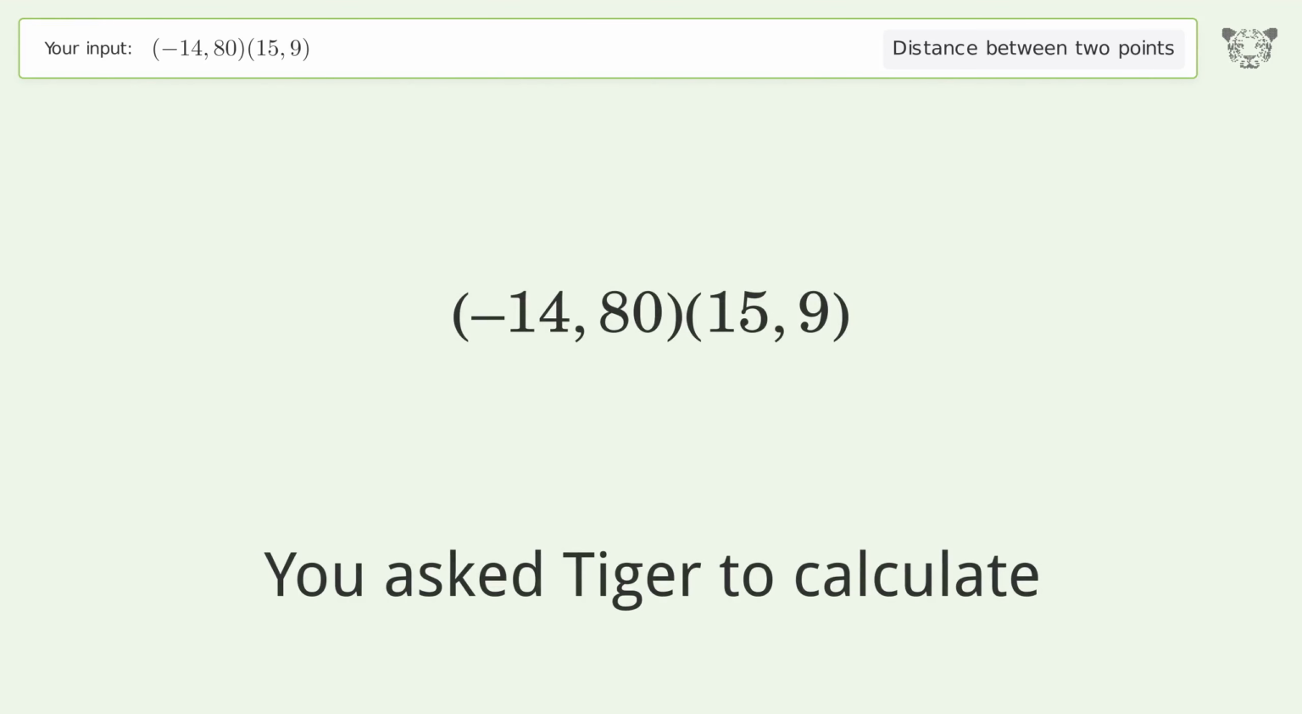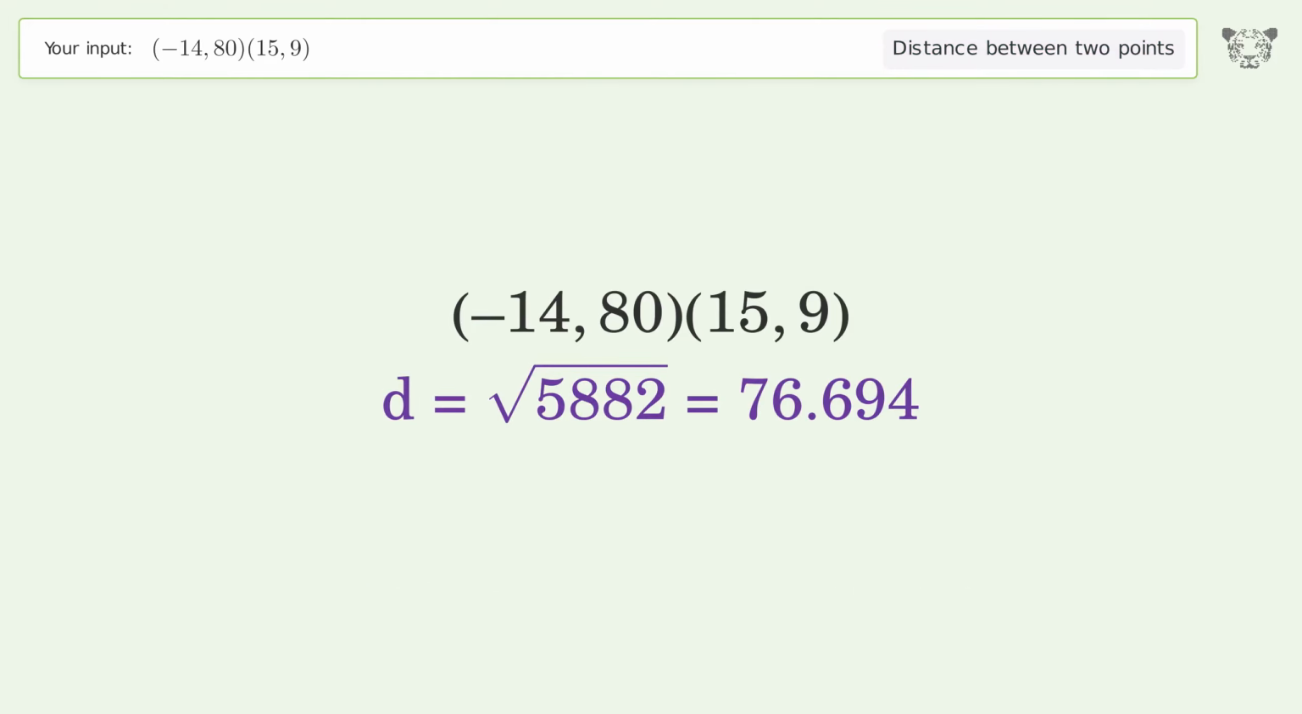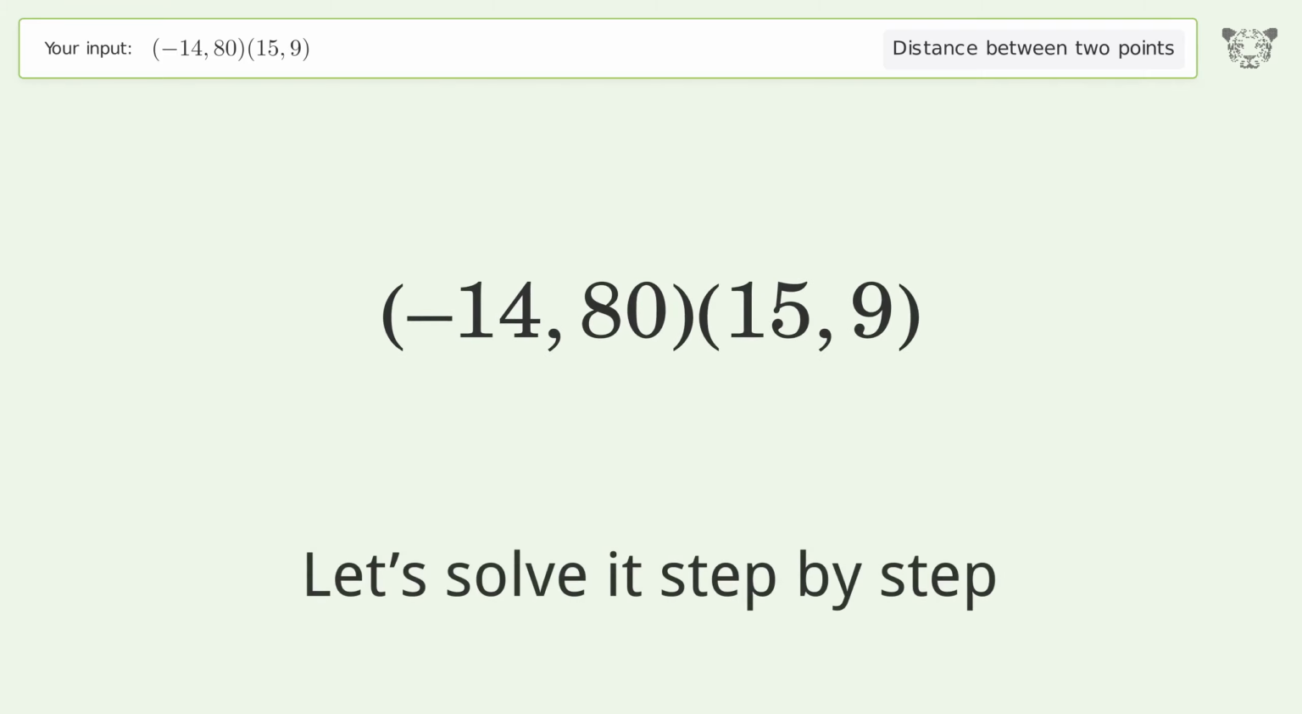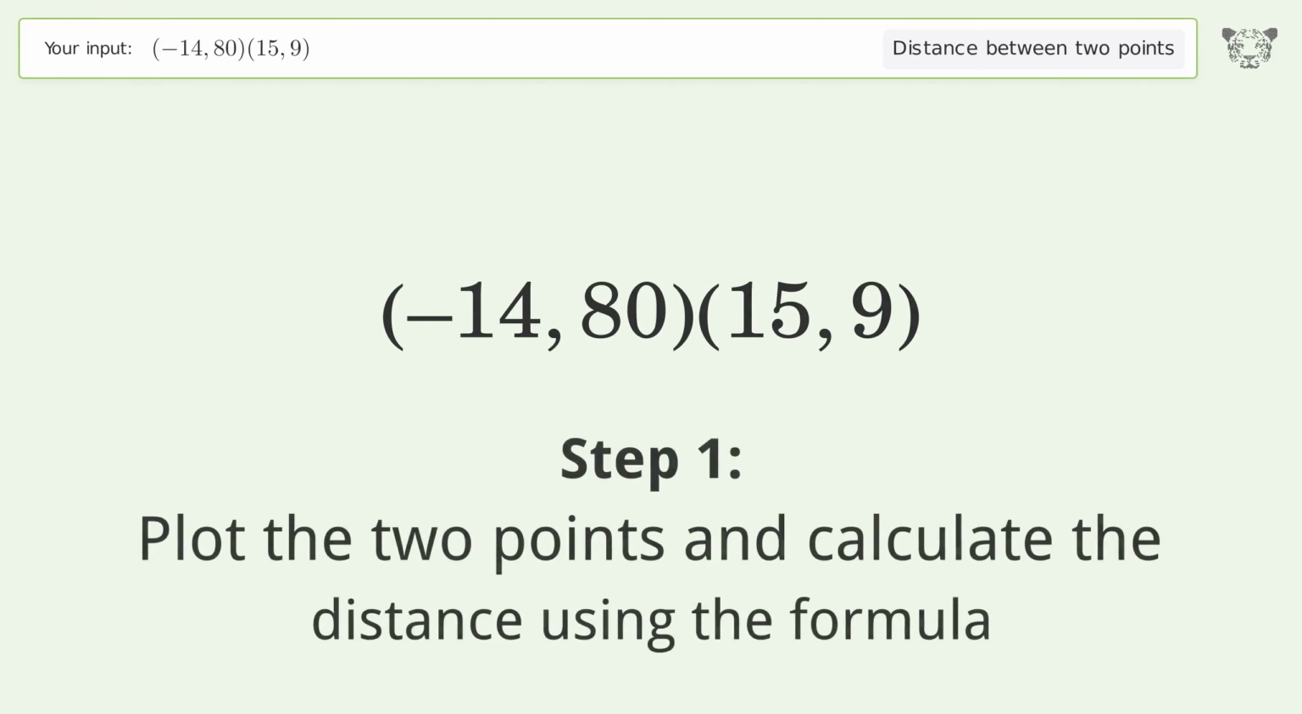You ask Tiger to calculate. This deals with the distance between 2 points. The distance between the 2 points is the square root of 5,882, or 76.694. Let's solve it step by step. Plot the 2 points and calculate the distance using the formula.